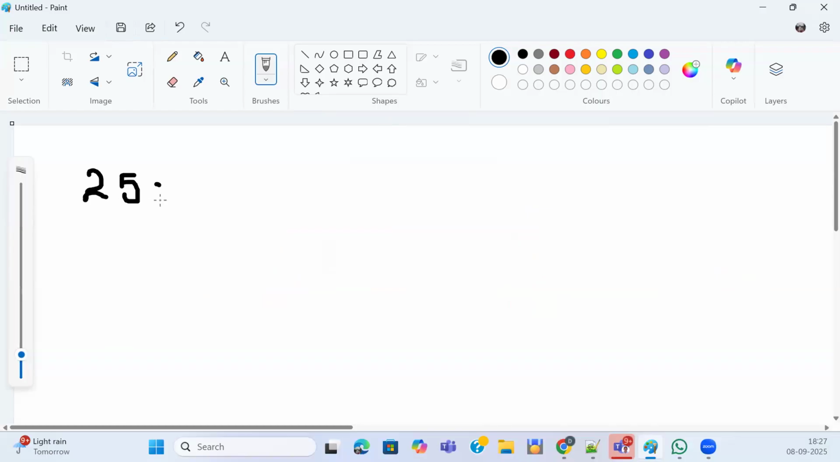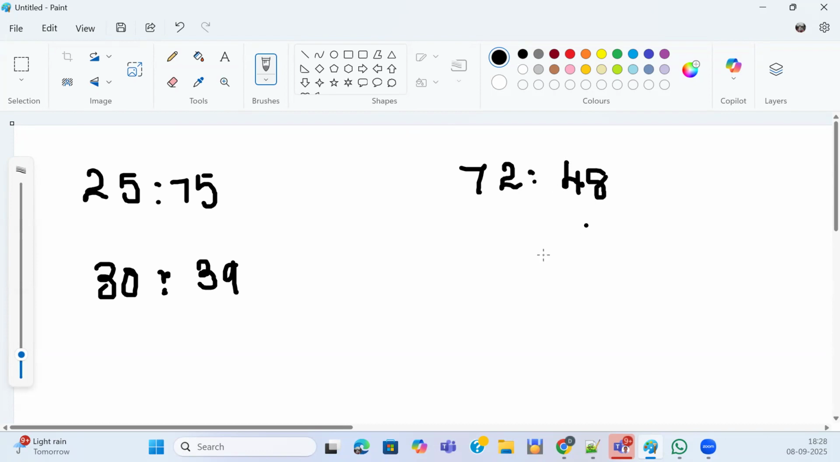Next, try to solve all these problems. 25 is to 75. Don't reveal the answer, please. 30 is to 39. 72 is to 48. 69 is to 24. 51 is to 85. Try to solve these 5 problems, everyone. Nidish, are you able to solve the problems? Yes, sir.